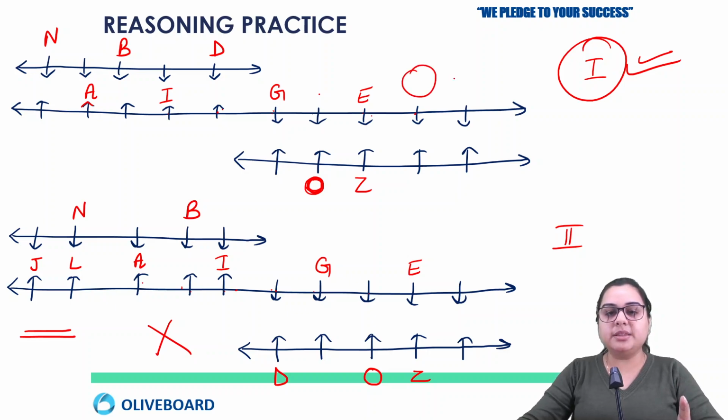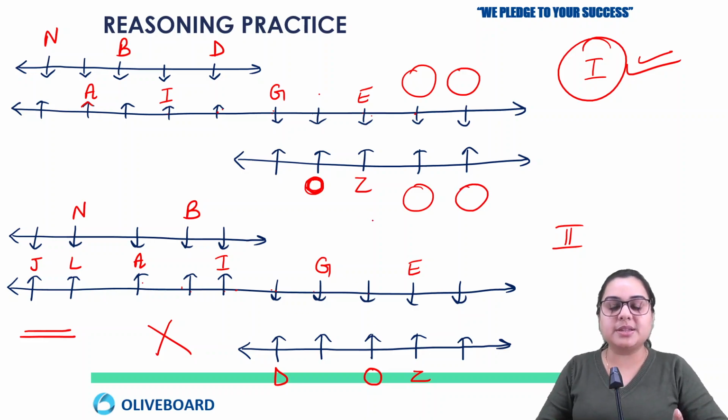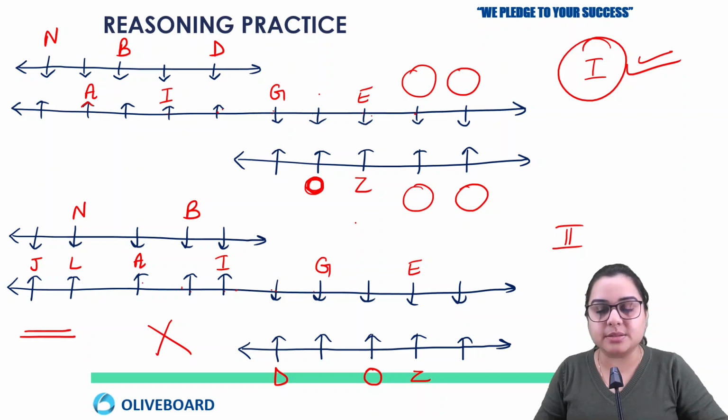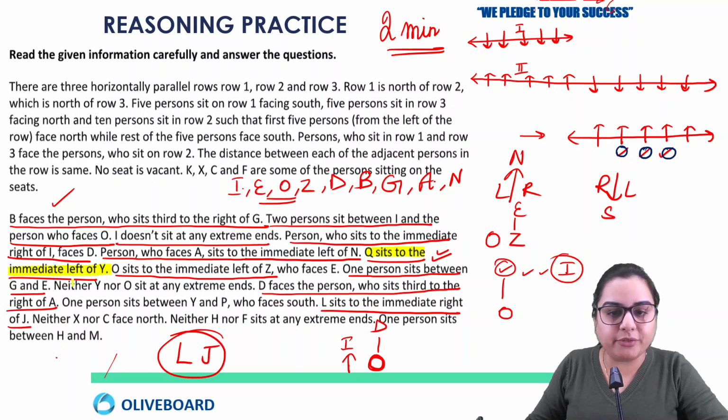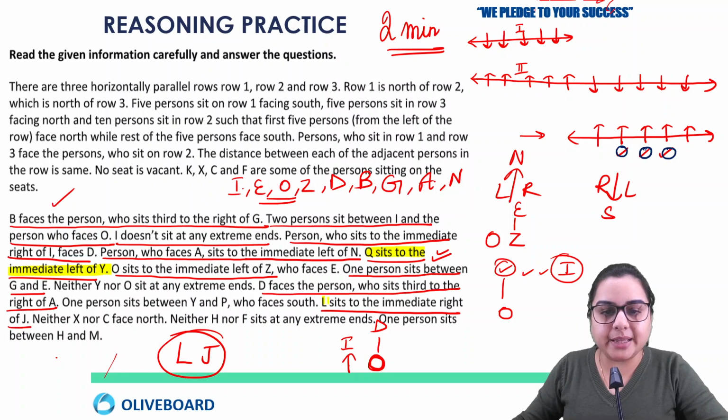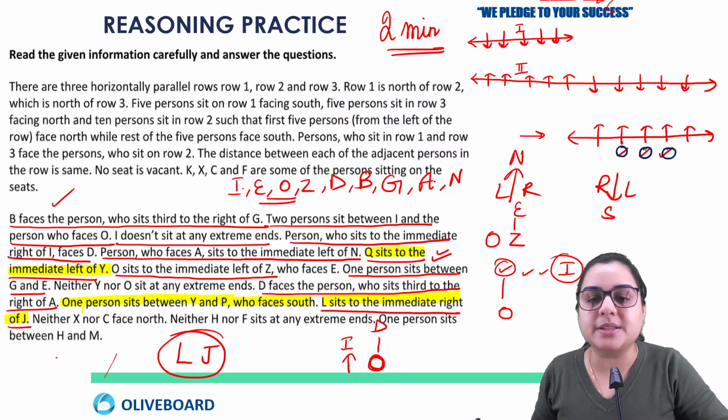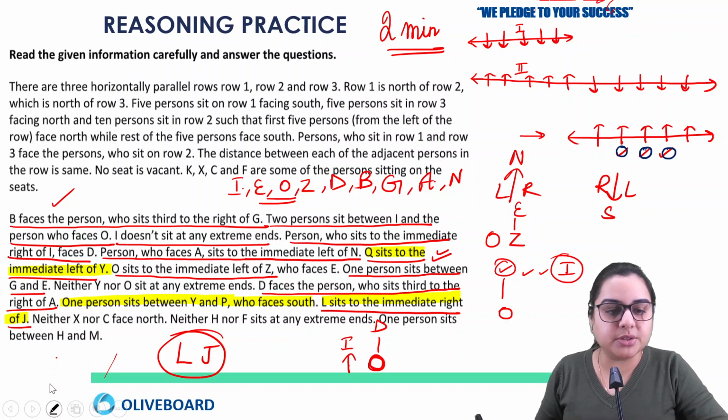So here what we understand, these two positions are immediate and these two positions are immediate. So here we are going to understand where we can fill all this. Okay, because here we have those two statements. What are those two statements? These are the two statements. Let me mark that Q sits to the immediate left of Y. One, we have to consider this. And L sits to the immediate right of J. Okay, so there is some information that P faces south and only one person sits between Y and P who faces south. So I am going to use these three pieces of information now.